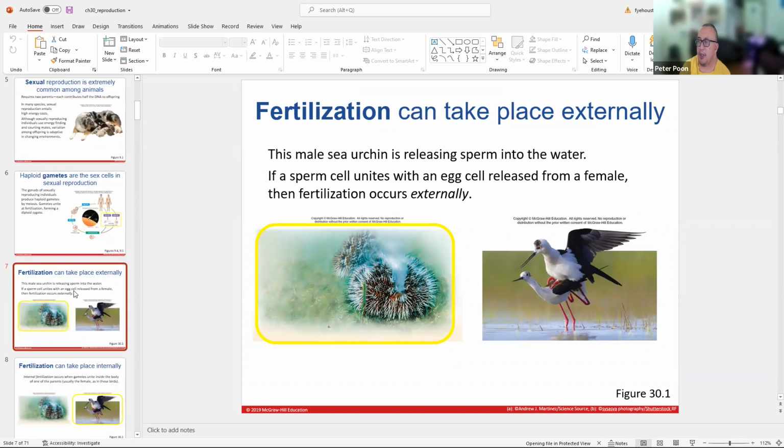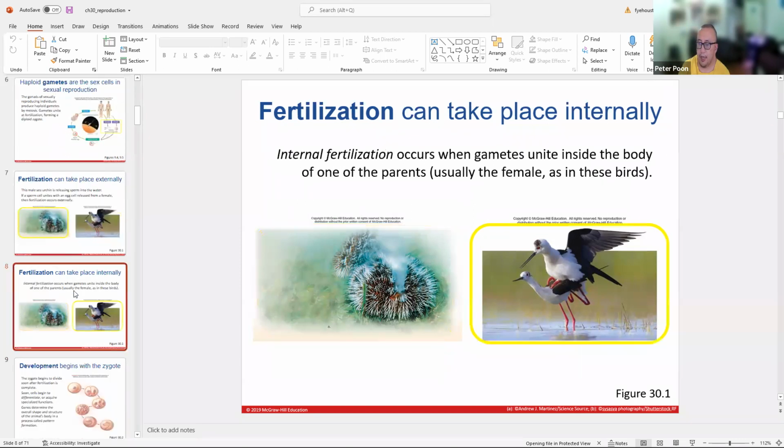Fertilization can take place externally. The male sea urchin, for example, releases sperm in the water. In birds, the female lays an egg, and the male ejaculates on top of it, and the sperm penetrates the egg that way. The fertilization isn't internal, it's external. Internal fertilization occurs when the gametes unite inside the body of the parents.